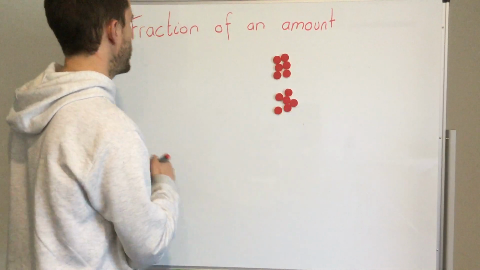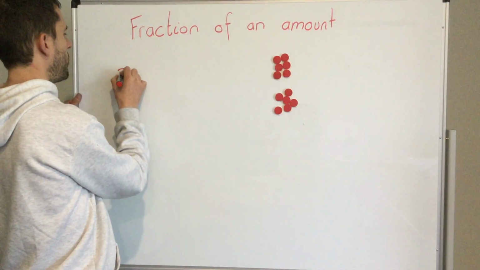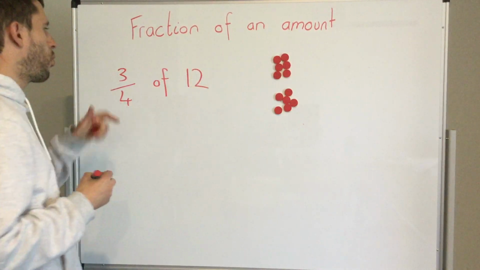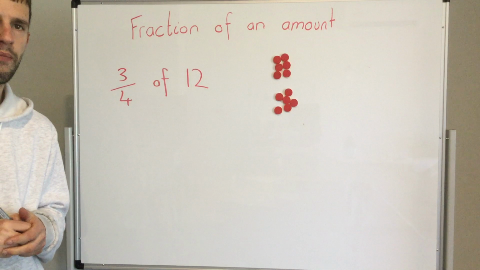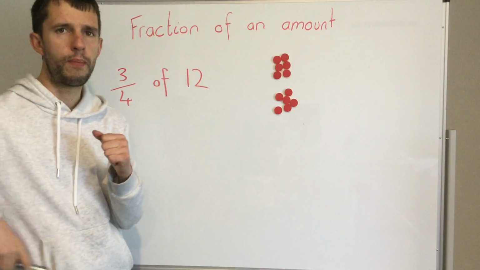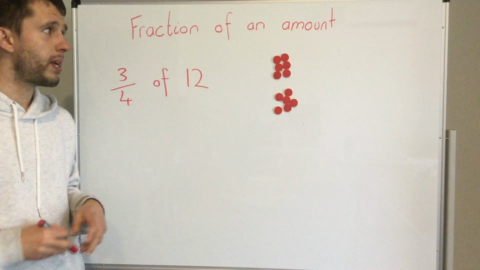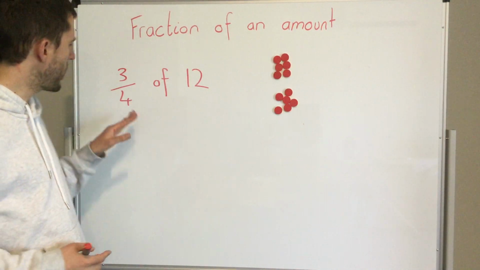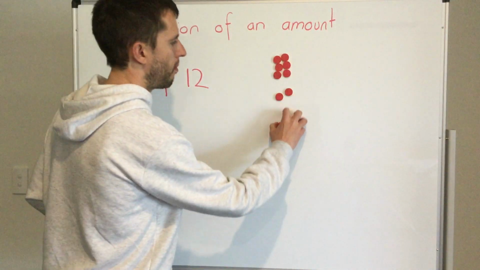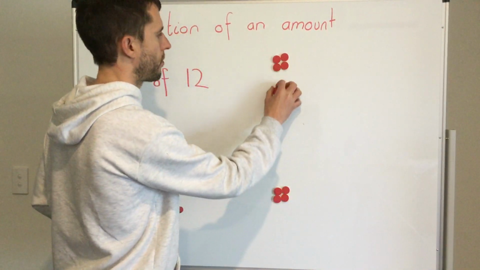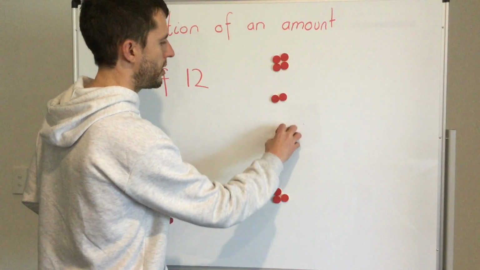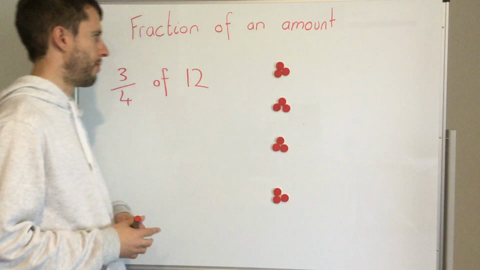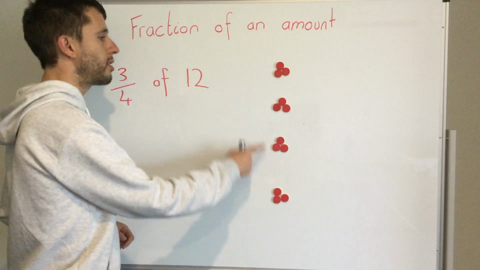I'll keep it as 12 for now. Three quarters of 12. Let's do it visually first with the magnets. So the first thing we need to be thinking about is our denominator. That tells us how many groups. We have 4 groups. One group, second group, third group, and a fourth group. So each group has 3 in it.